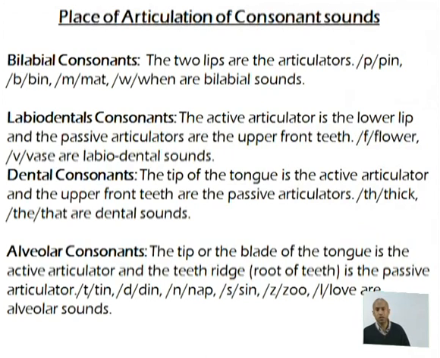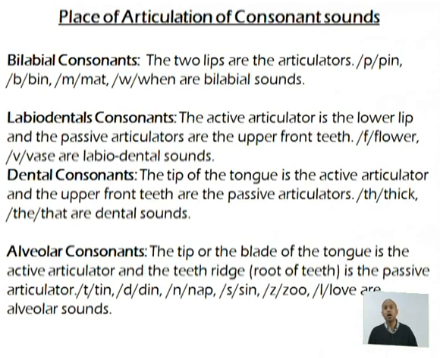Now, place of articulation of consonant sounds is very, very important. Place of articulation only means that this is the part of the mouth that produces a particular sound. For example, the first one that we have is called bilabial consonants. Now, what does bilabial mean? Bi is two, and labial, lips. Meaning both lips are used to produce this consonant sound. Two lips are the articulators.